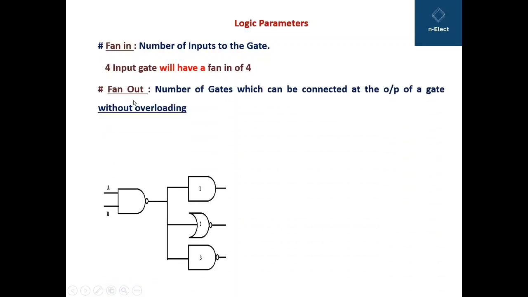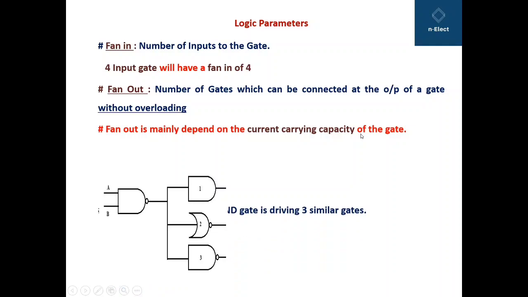Then fan-out. Fan-out means the number of similar gates which can be connected at the output of a gate without overloading. Here at the output of the NAND gate, there are 3 gates connected without overloading this NAND gate, and therefore 1, 2, 3, these 3 will be the fan-out of the circuit. Fan-out mainly depends on the current carrying capacity of the gate.